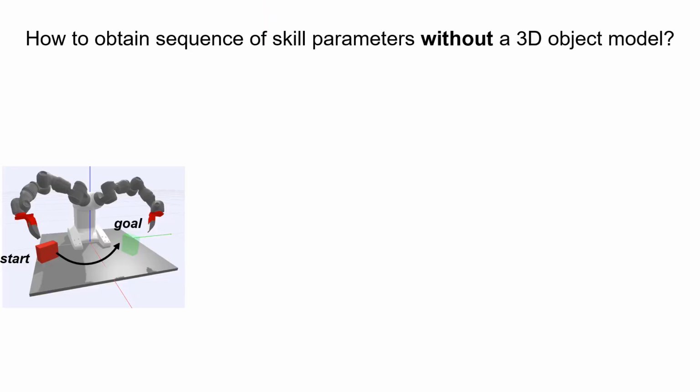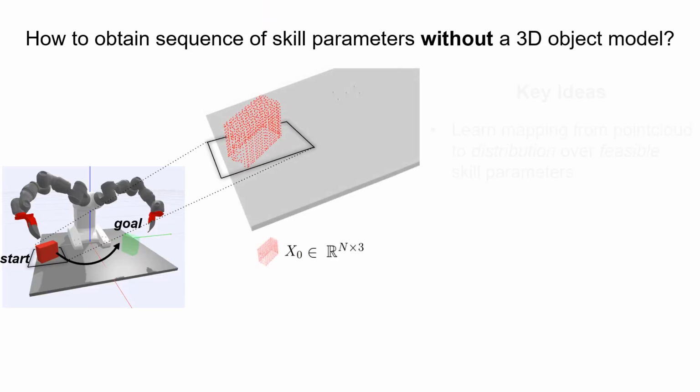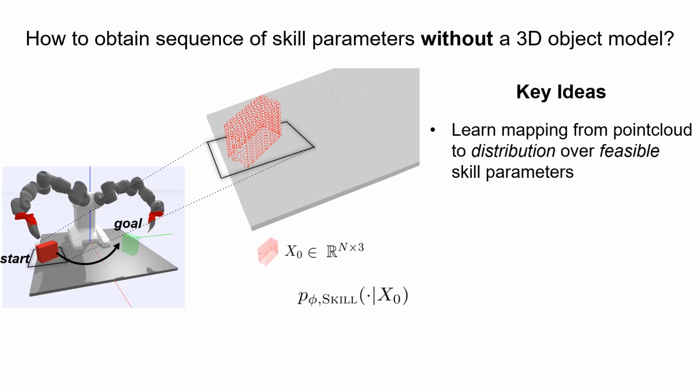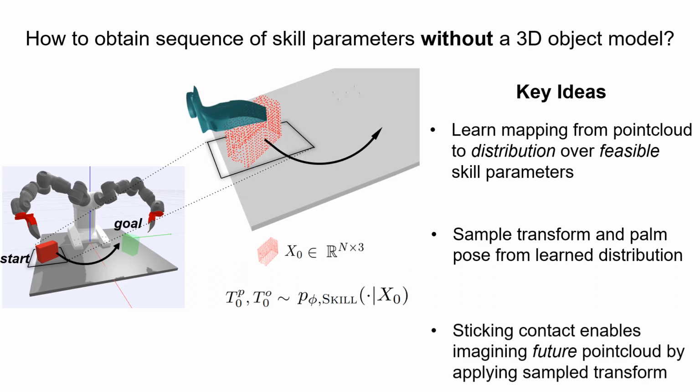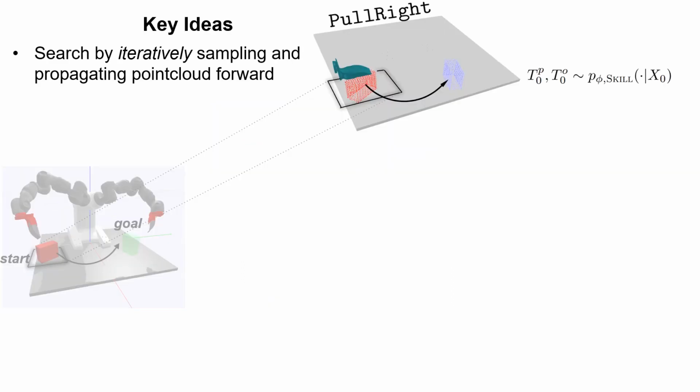To obtain this plan while operating directly in the sensor space of the system, we choose to represent objects by a raw, segmented point cloud, and train neural networks to map point cloud observations to a distribution over the primitive parameters. Because the primitives assume sticking contact, we can directly apply the sample transformations to the observed point cloud, enabling us to imagine the point cloud observation that will result after executing a skill.